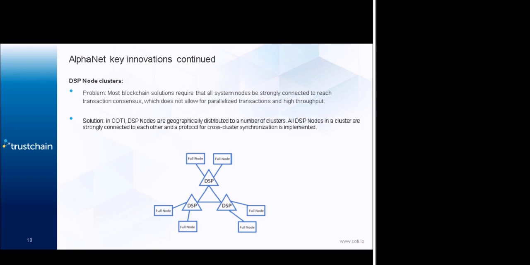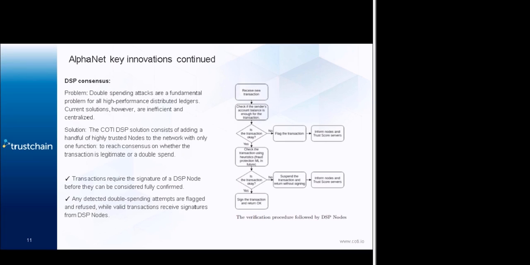Another important innovation in the COTI AlphaNet is the double spend prevention clusters. In most blockchain solutions, all system nodes are required to be strongly connected to each other in order to reach consensus, while in COTI, DSP nodes are geographically distributed into a number of clusters, and all DSP nodes in a cluster are strongly connected to each other, and a protocol for cross-cluster synchronization is implemented.